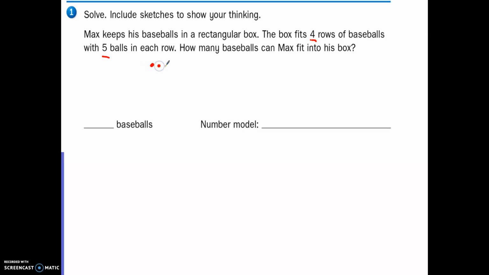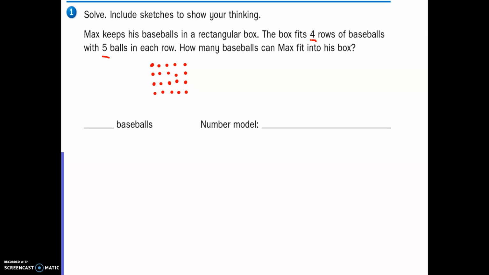1, 2, 3, 4, 5. There's 5 balls in one row, but remember I have 4 rows, so I just need to repeat that. 1, 2, 3, 4, 5. 1, 2, 3, 4, 5. 1, 2, 3, 4, 5.